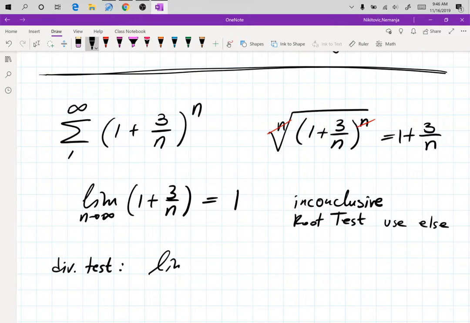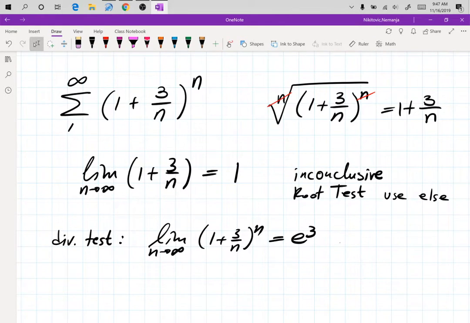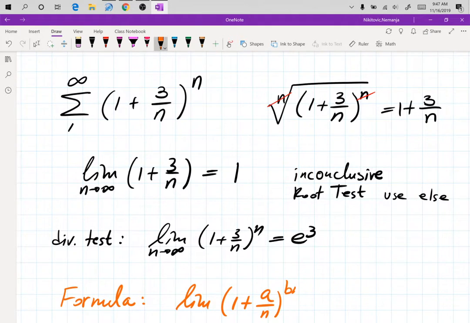That's simply the limit of (1 plus 3 over n) to the n as n goes to infinity, which is equal to, you were supposed to memorize this by now, e cubed. When you have that form, that's the e form. I will write it one more time, just in case: (1 plus a over n) to the bn is e to the ab. Whatever, you might have just a, you might have b, you might have both.